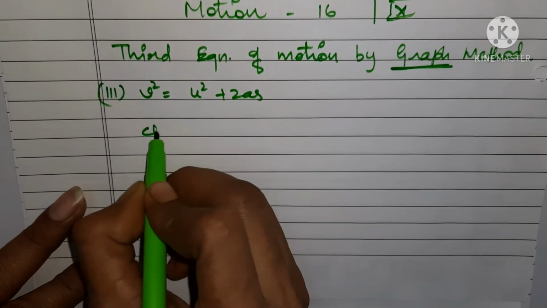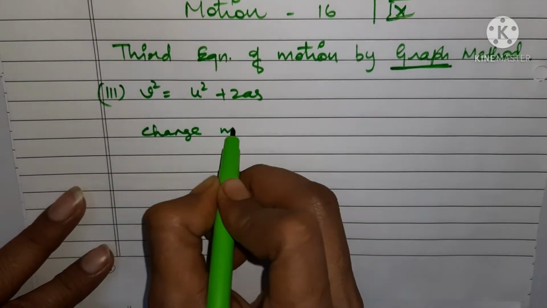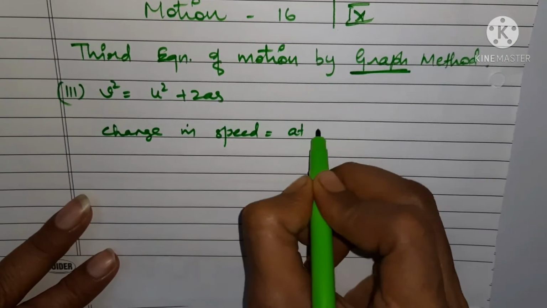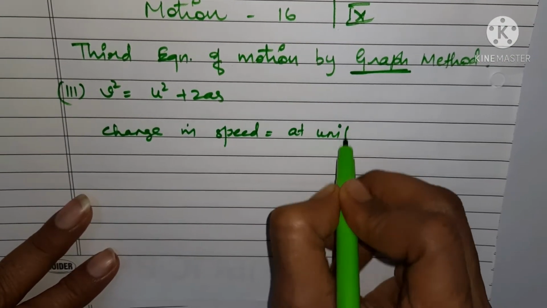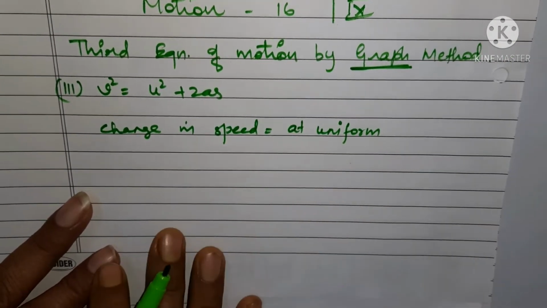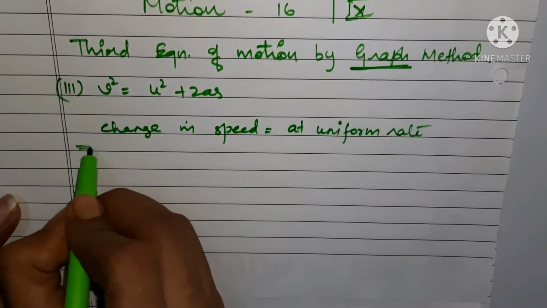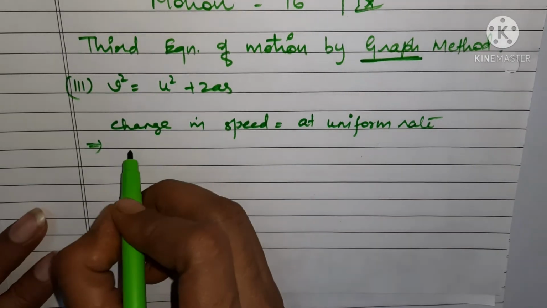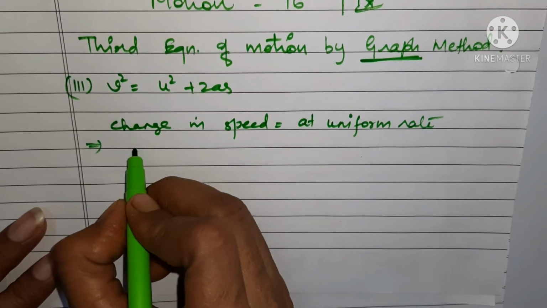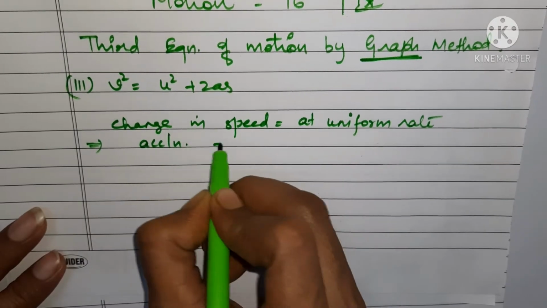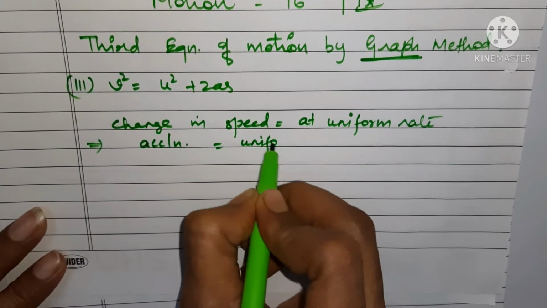So what is the change in speed? The change in speed of the body is at a uniform rate. You have to remember this: the change in speed is at a uniform rate. When it is at a uniform rate, it implies that the acceleration is uniform. So you are getting acceleration as uniform, right?